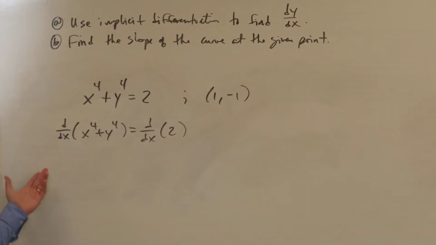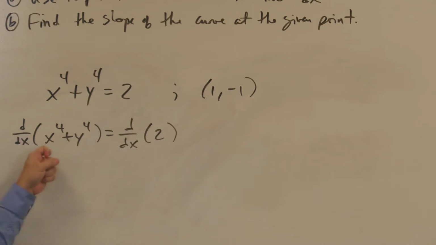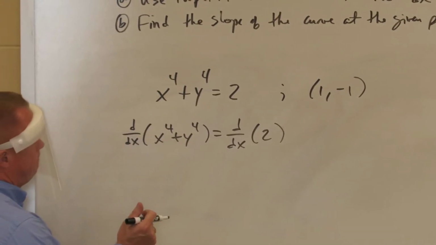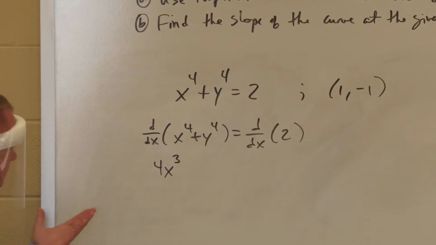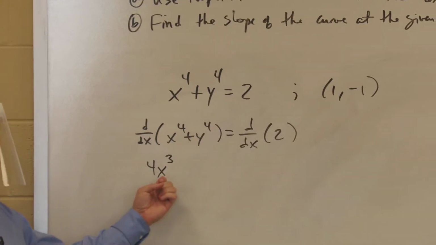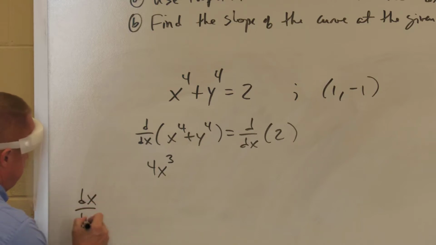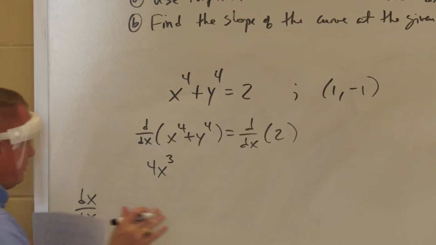Okay, so on the left, notice we've got a sum, right? If you've got a sum, you just take the derivative of the first one plus the derivative of the second. So what is the derivative of x to the fourth? 4x to the third. And I don't have to multiply by the derivative of x with respect to x, because what is the derivative of x with respect to x? 1, which doesn't change anything, right? So I don't have to worry with it there.